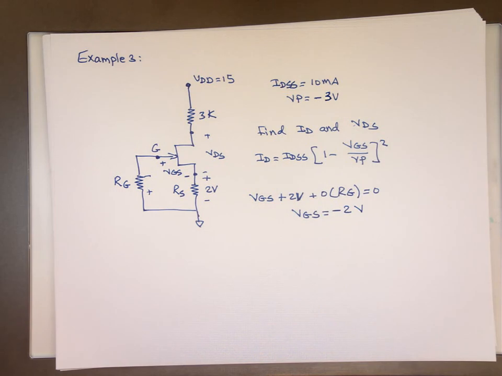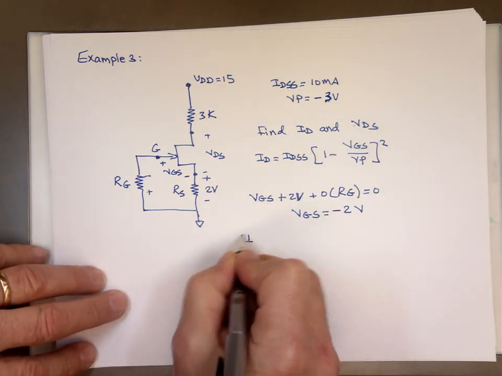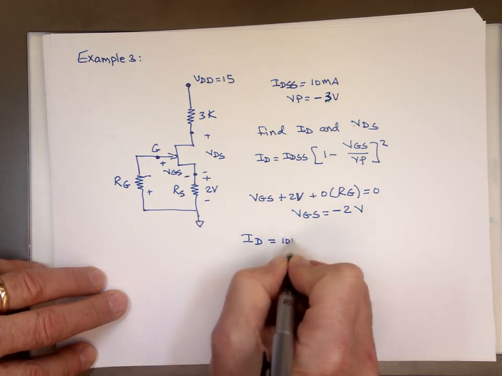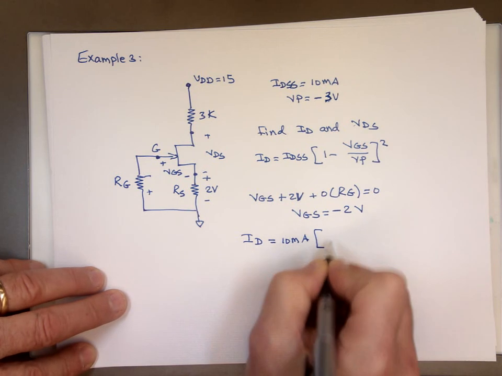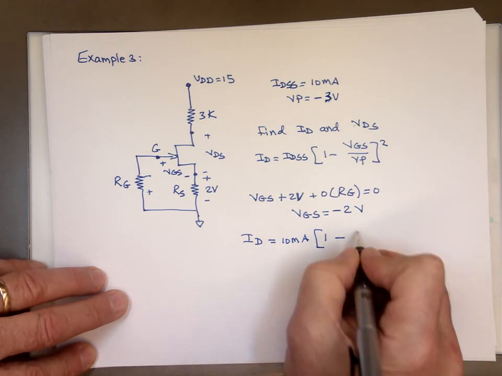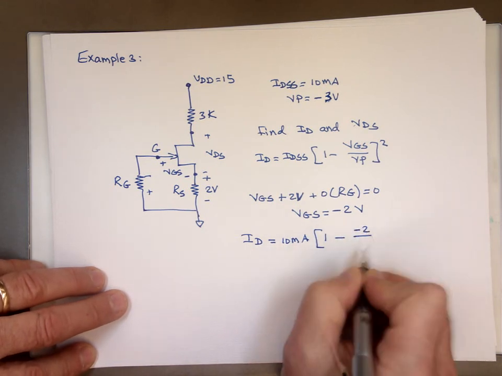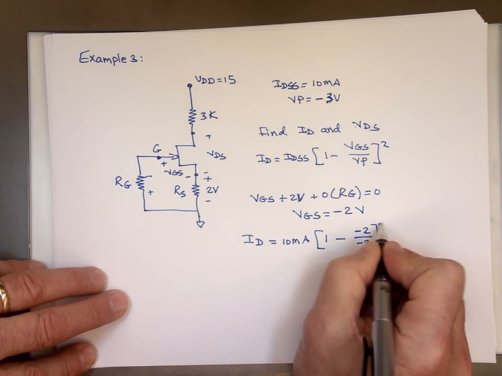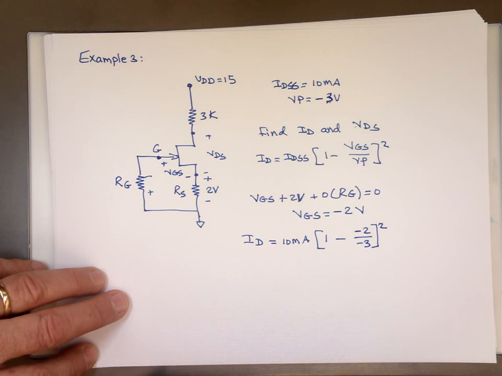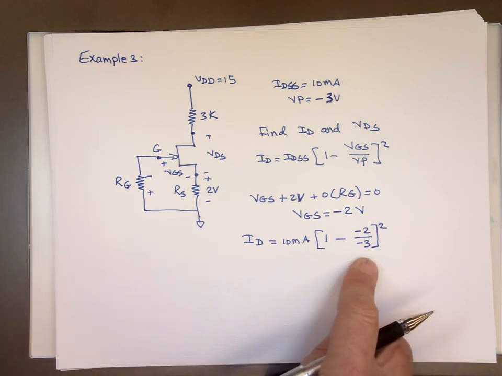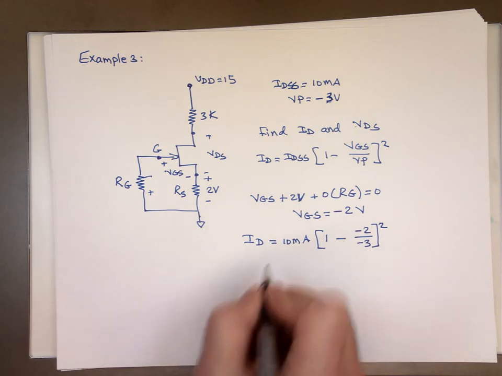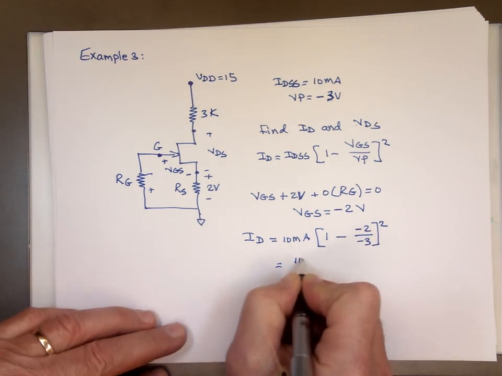So now I don't want these numbers to be the same. Can you calculate the current? What is I sub D? I sub D is going to be 10 milliamp times 1 minus, what's VGS? Negative 2. What's VP? Negative 3. Notice that number becomes a plus, squared. So that's 2/3. What's 1 minus 2/3? That's 1/3 squared, which is 1/9. That's 10 over 9 milliamp.